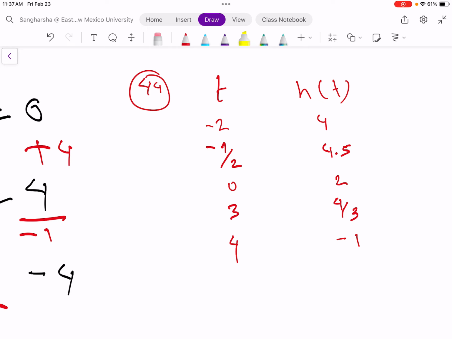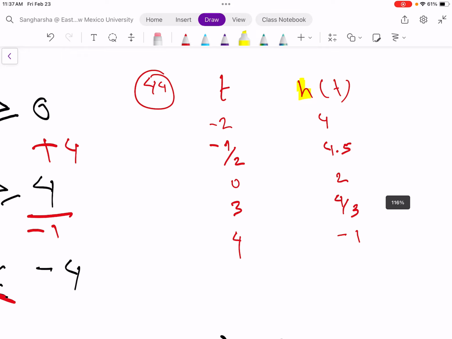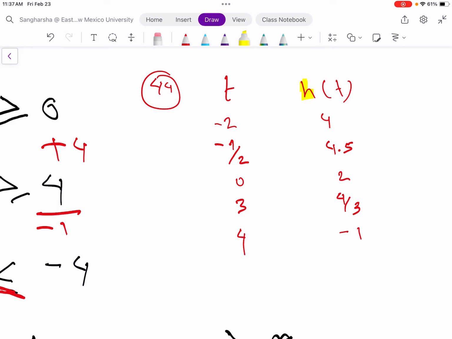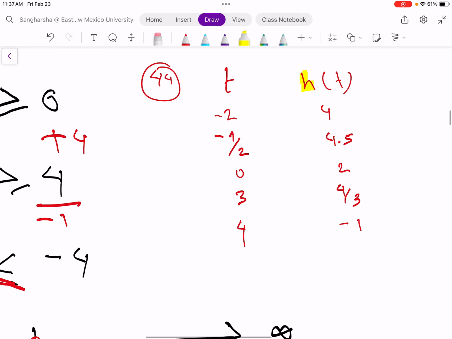So our function is H here. H is the function. And what do we have for our domain here? What is the domain? T, right? T is the domain here. And this H of T combined is the output, right? Is the range.